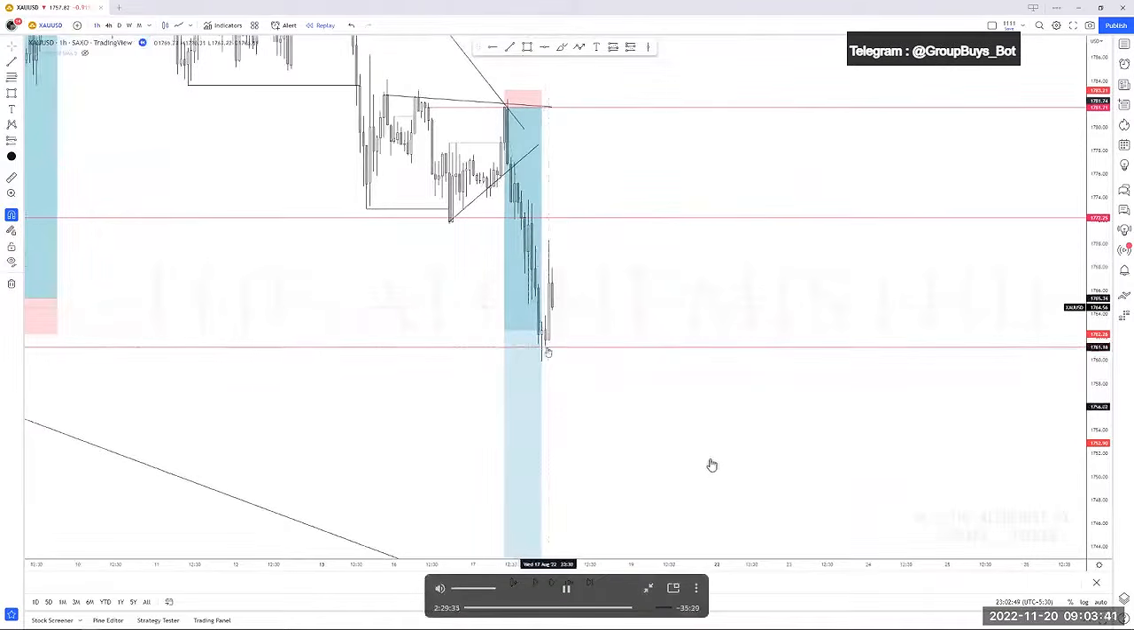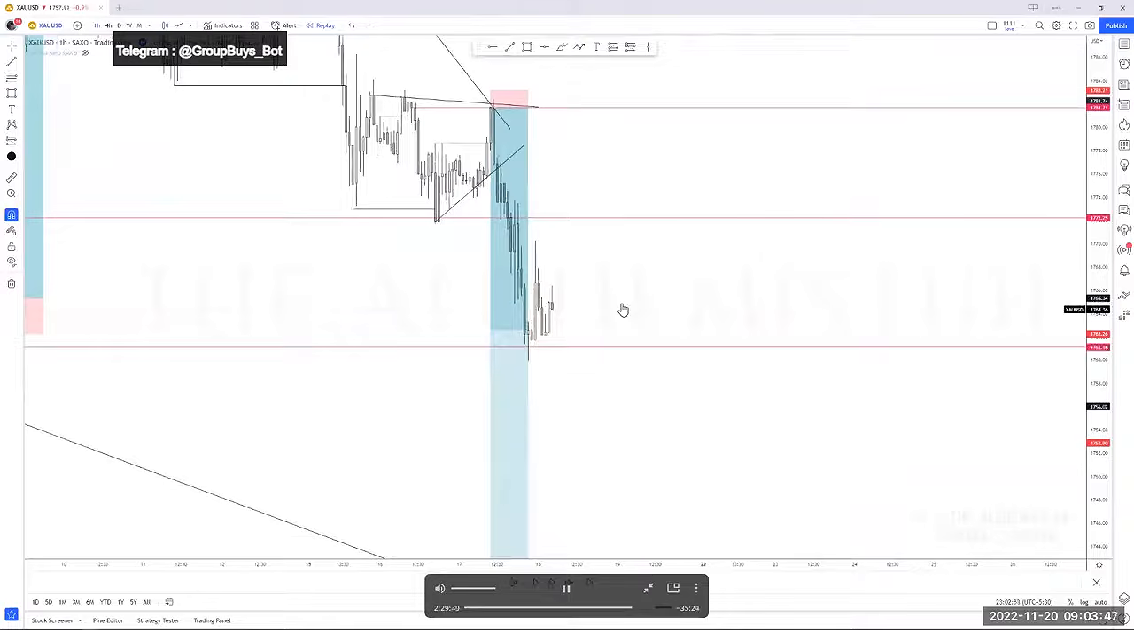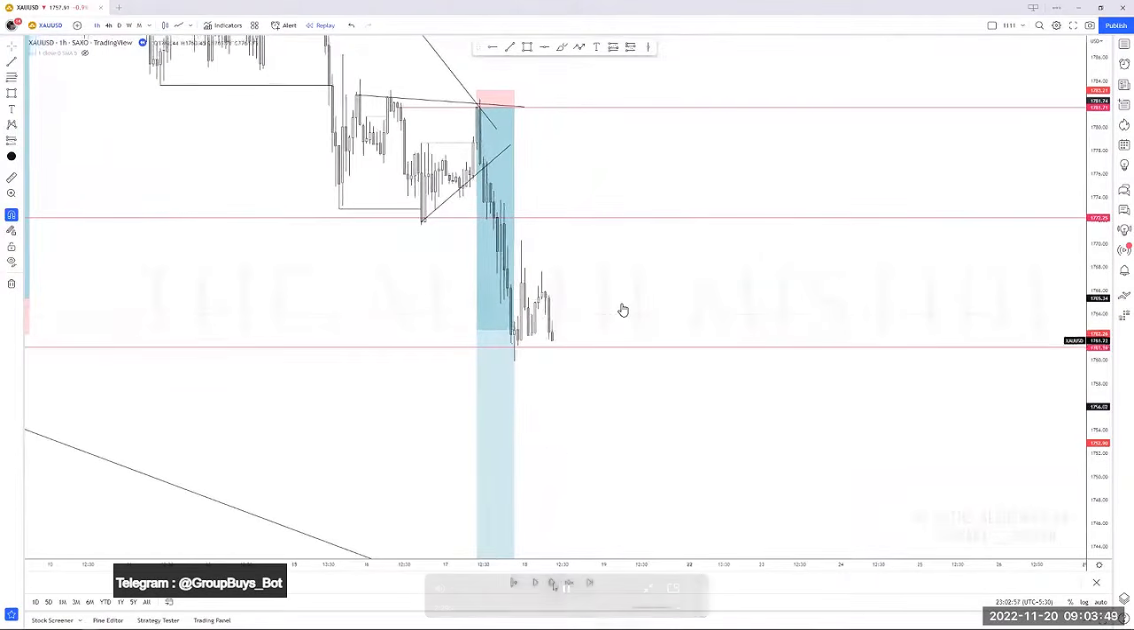So there we go. Tapped into this breakout structure. So what happens? Now once again you wait for this. This is Asia. You wait for Asia to end, and then London kill zone or London open.